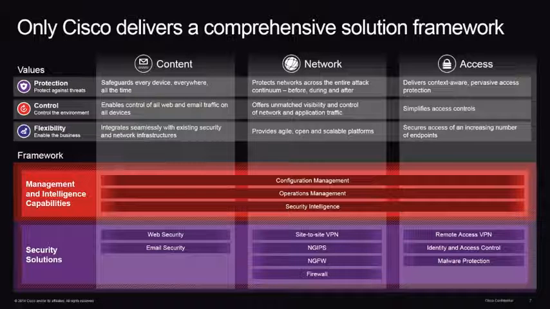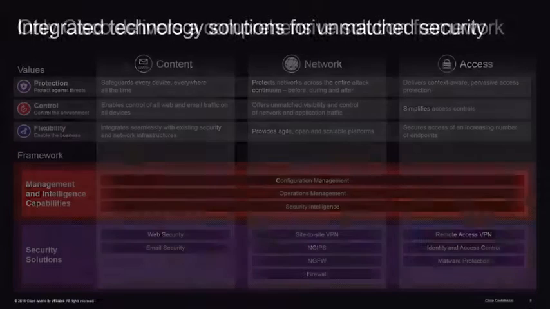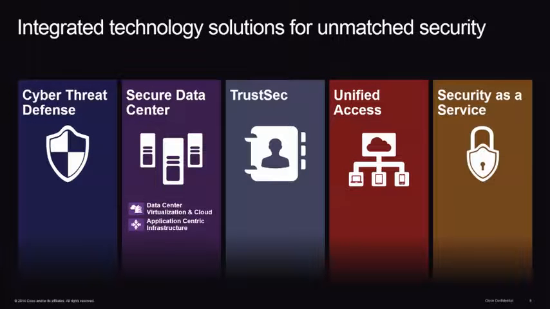These security solutions all fit into a security framework that is comprised of these solutions and their individual capabilities. Today, we will take a high-level look at 5 cross-architecture technology solutions that all fit inside this framework: cyber threat defense, secure data center, unified access, TrustSec, and security as a service. These solutions are cross-architectural integrated offerings brought together into business-enabling configurations.